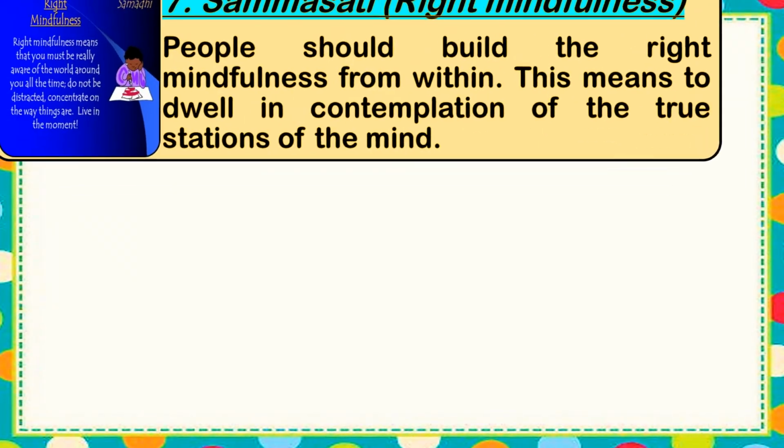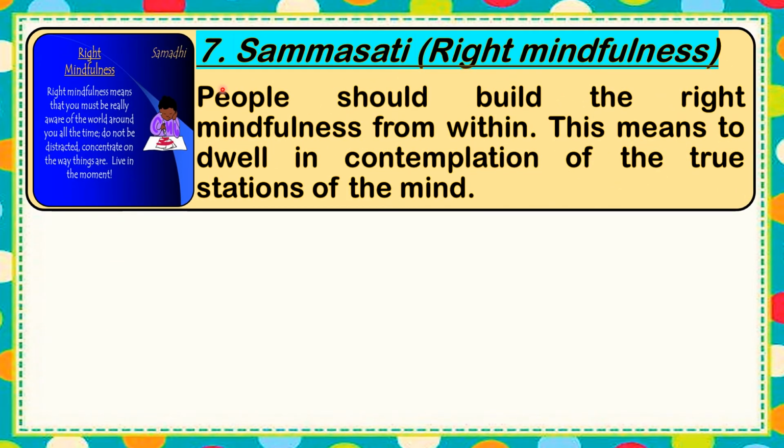As we're down to the last two. Number 7, Samasity, right mindfulness. People should build the right mindfulness from within. This means to dwell in contemplation of the true stations of the mind. So class, you have to have a positive mind, positive action.